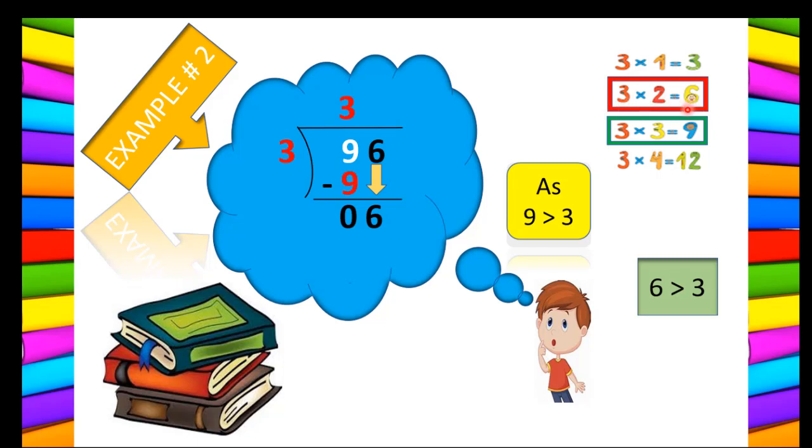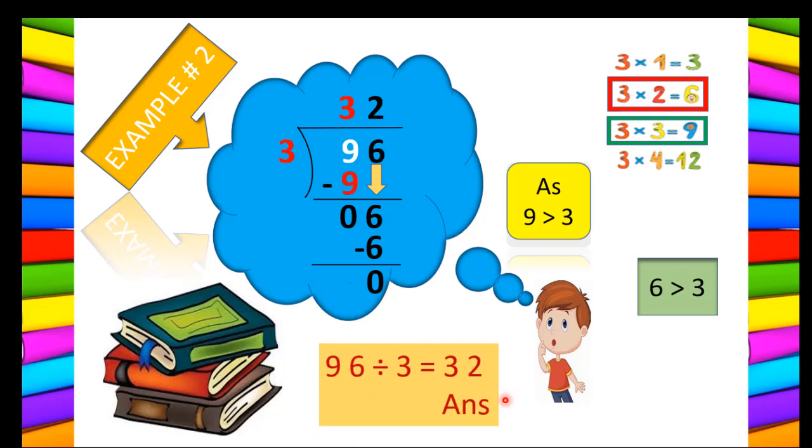3 twos are 6, which is equal to 6, and then we will write 2 above 6 in the ones column, and then write the product 6 under 6 in the ones column, and then we will subtract: 6 minus 6 is equal to 0, right? As 0 is less than 3 and there is no more digit left, this is completely divisible. It means that 96 is divided by 3 and we will get the quotient 32, and division is finished here. Hence 96 divided by 3 is equal to 32 is the answer.